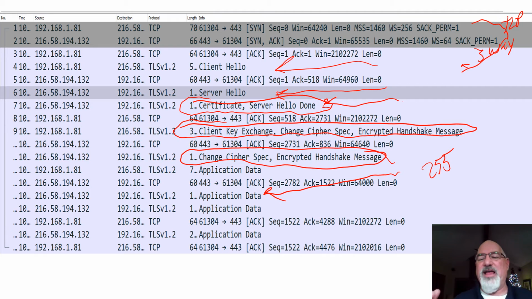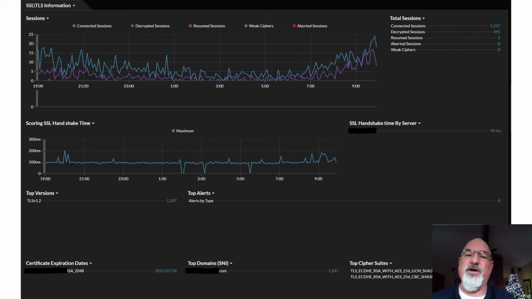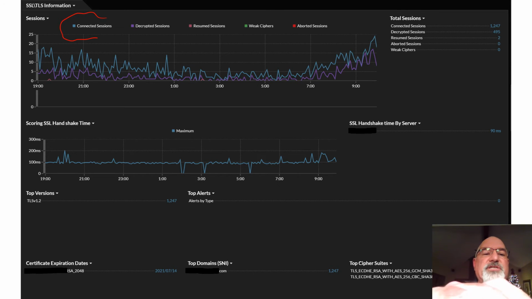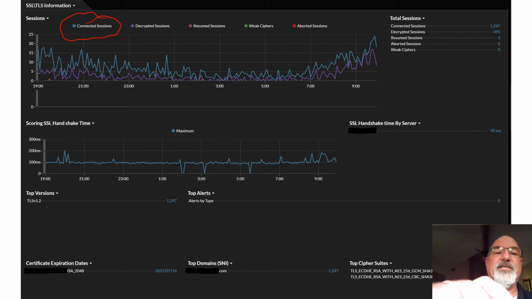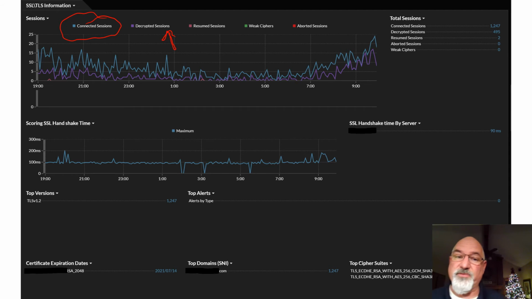Now think about it. If I have all of this information and I consider this my handshake, wouldn't I want to pay attention to the times on this? I would. So here we're doing that at scale. We're looking at the handshake and we're seeing how many connected sessions. This is in RevealX. Very cool tool. We actually do some decryption. So this is RevealX doing some decryption for us and telling us it's decrypting some of those sessions.